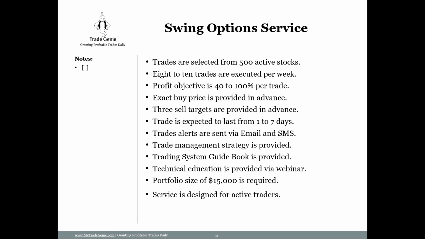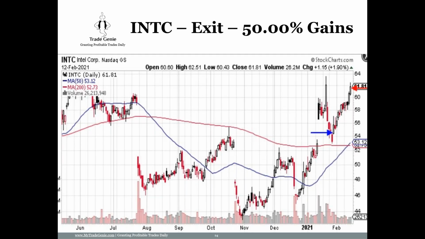For this service, you need $15,000 in the portfolio, and you need to be active, able to act on the trades through your phone or your laptop or your computer, depending on what you're doing.